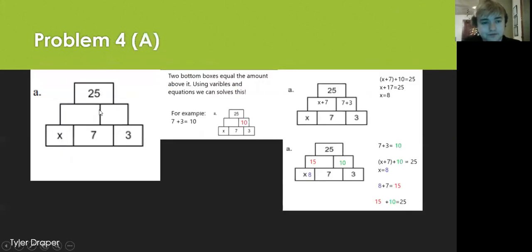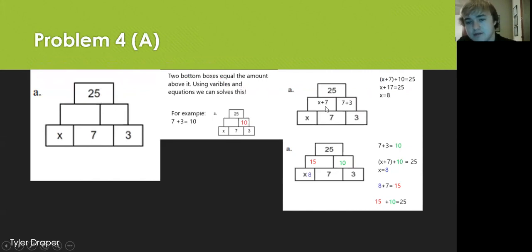Okay, so A. We see that x, 7, and 3. So first thing, the 2 bottom boxes equal the amount above it. Using variables and equations, we can solve this. So this box here, what is that box going to equal? Well, we know that box is going to equal x plus 7. We may not know what the variable x equals just at this moment, but let's just fill our boxes first, and then we'll get to it. And of course, 7 plus 3 equals 10. So we got 10.